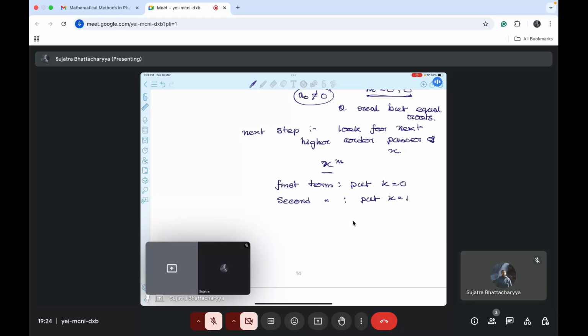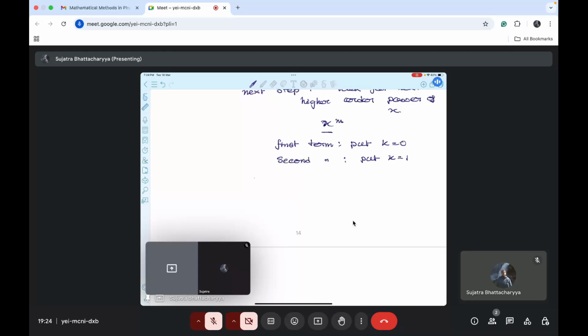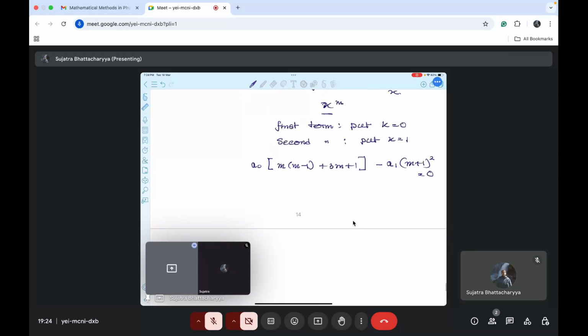Right? So let's do it. Putting the first term a equal to 0 becomes a naught m minus 1 plus 3m plus 1, and the second term is minus a1 (m plus 1) whole square equal to 0. Okay, and equate the coefficient of x to the power m equal to 0. So these are the steps, and we do that.